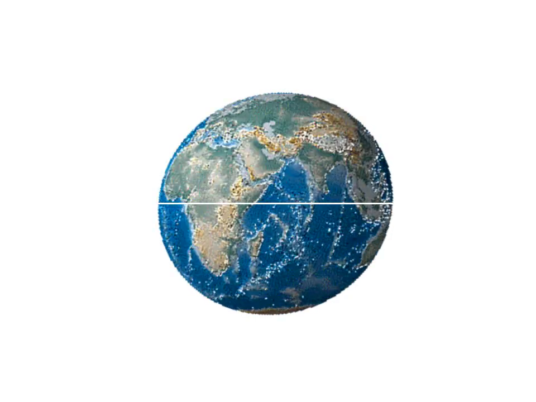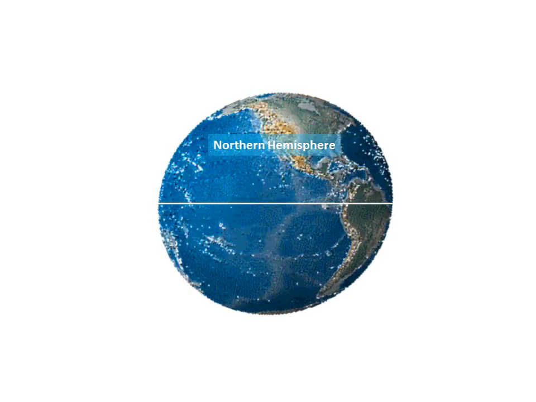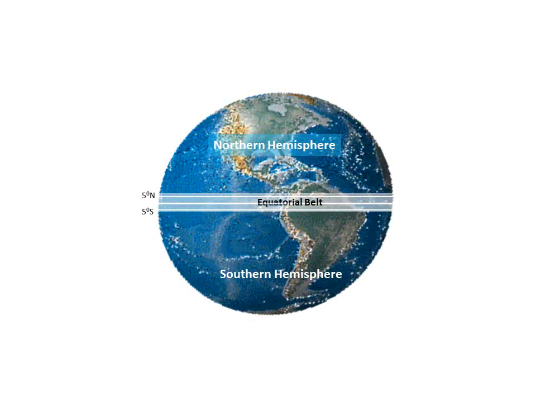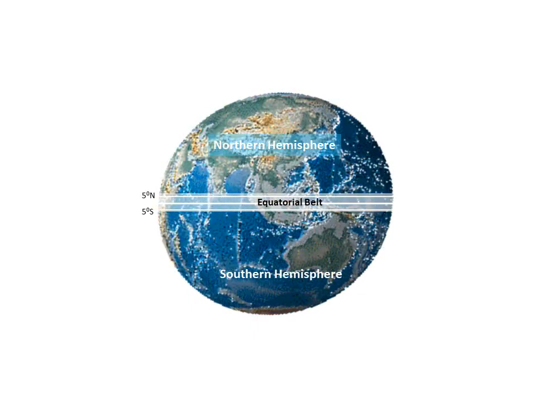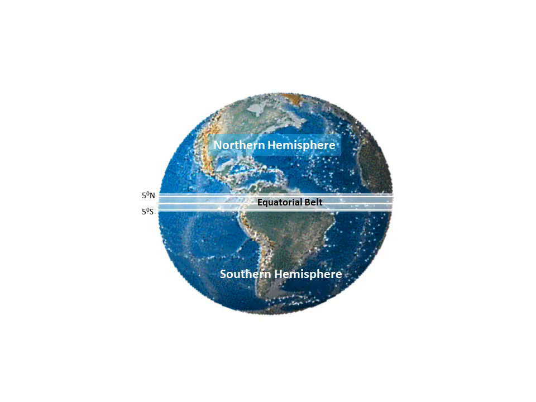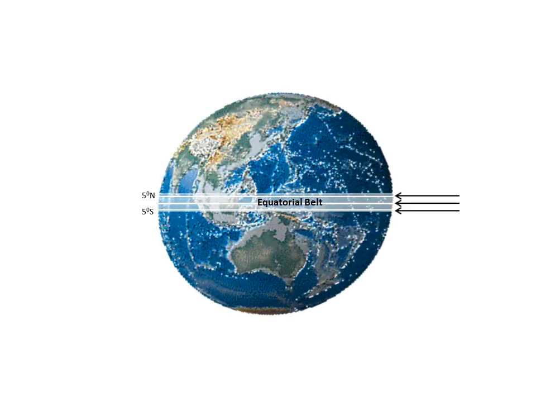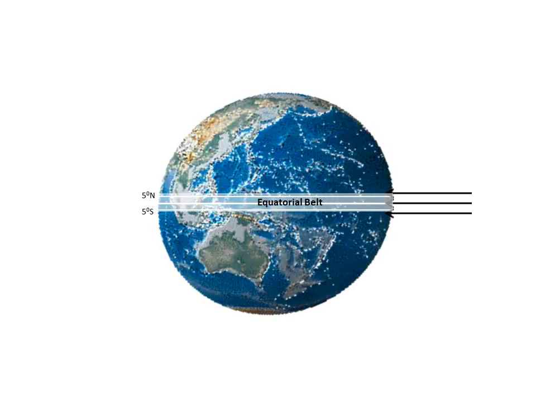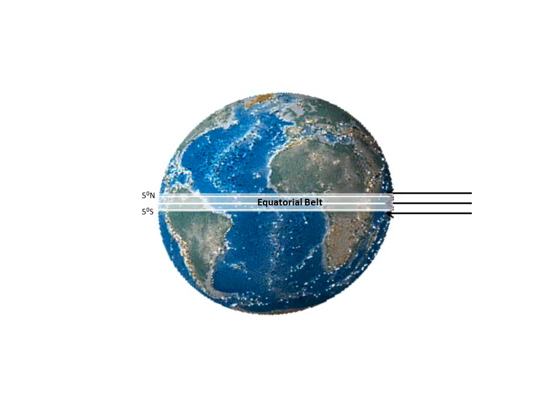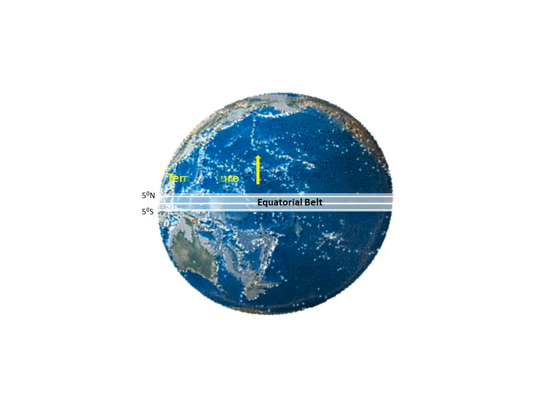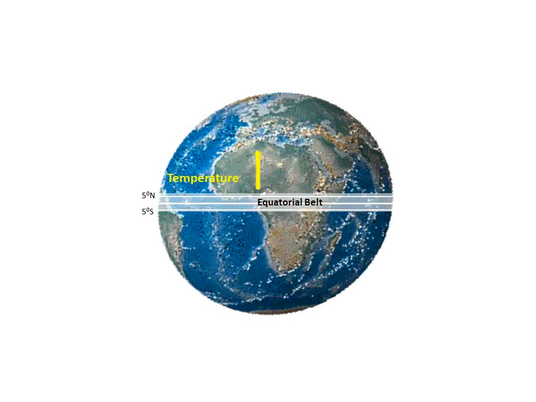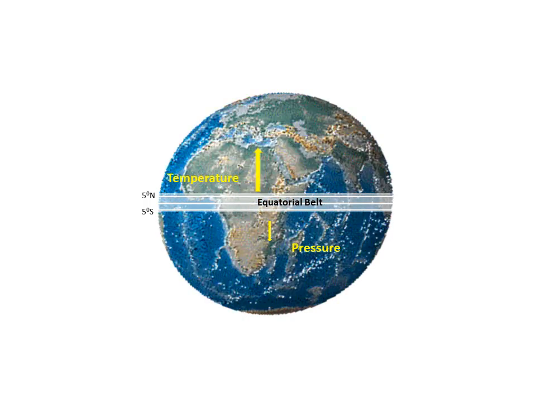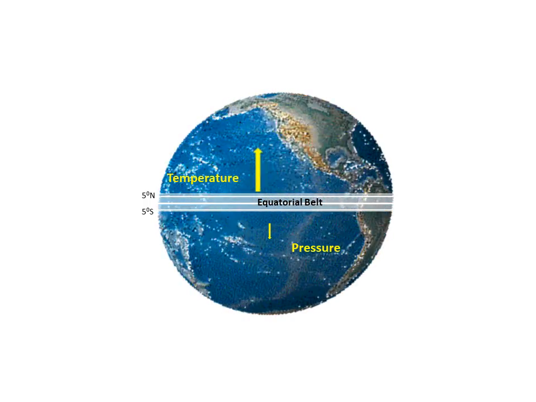The equator divides the globe into the northern and southern hemispheres, and the equatorial belt extends to 5 degrees north and 5 degrees south. The equatorial region receives nearly vertical rays of the sun, and this heats up the air near the equator. When temperature increases, pressure decreases, so along the equator we have low pressure, and we call this region the equatorial low pressure belt.